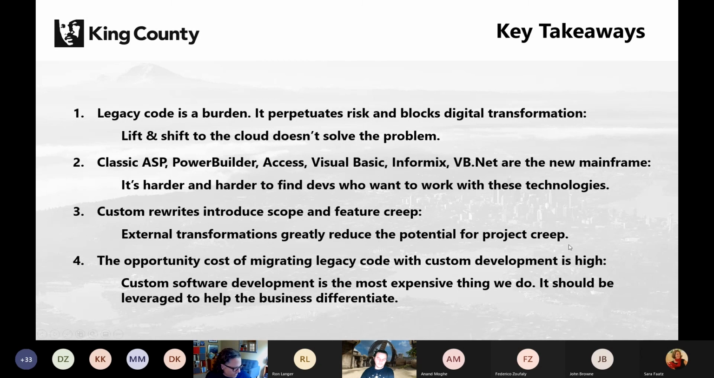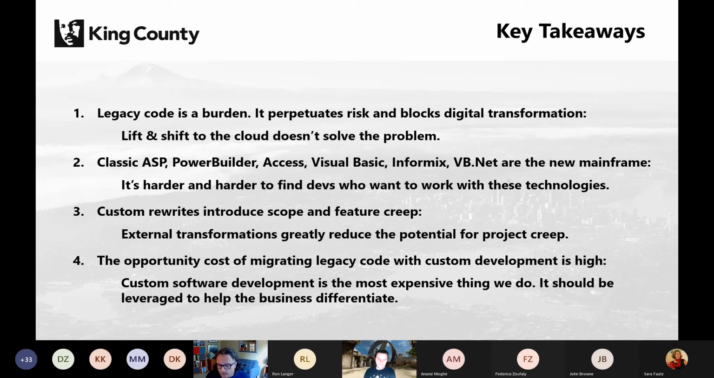So quickly, a couple of other takeaways I just wanted to highlight. So, legacy code, and I think we've talked about this in a couple of other spaces. Legacy code is a burden. It not only perpetuates risk and continues to introduce risk, but it blocks what we loosely call digital transformation. Lifting and shifting to the cloud, if you're just picking up workloads and moving them to the cloud, doesn't really solve that problem. It's just shifting it someplace else.